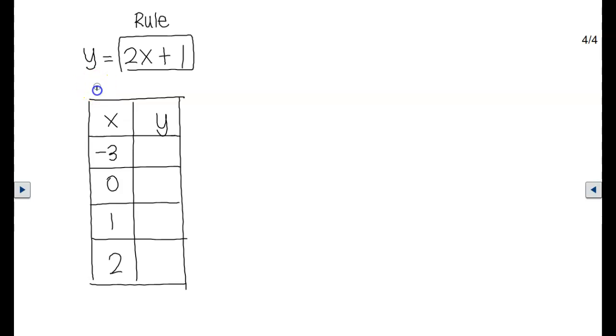So keep in mind that these numbers over here are my inputs. This is what I want to put in. And then the numbers that I'll get over here are my outputs. That's what the function is going to connect to.